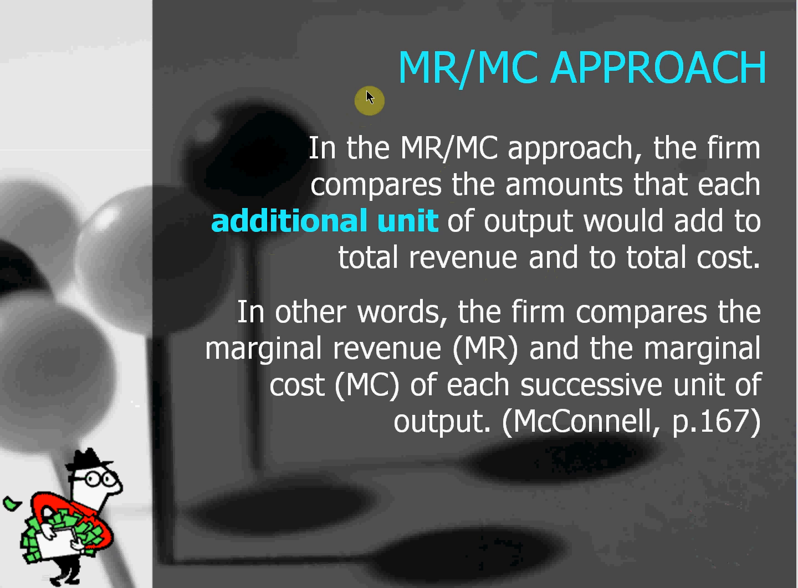Let's look at the second approach: the marginal revenue, marginal cost approach. In this approach, the firm is going to compare the amount that each additional unit, please note that that is in blue, that is a very critical point when we're talking about the marginal aspects. Each additional unit of output would add to total revenue and to total cost. In other words, the firm's going to compare marginal revenue and marginal cost at each successive unit of output.